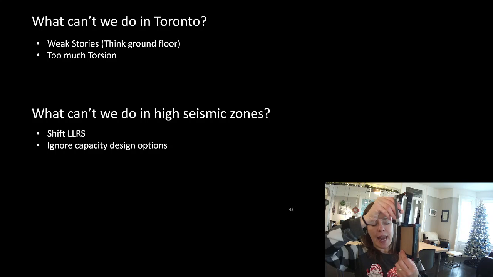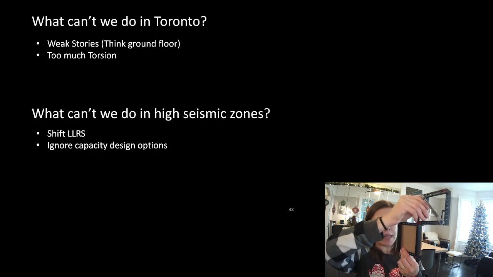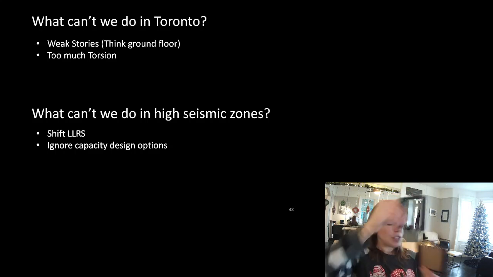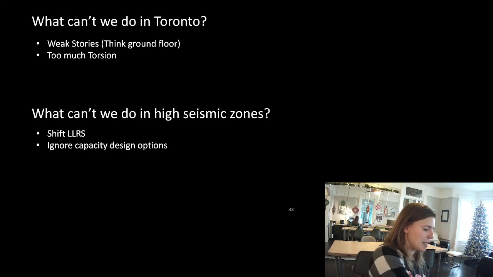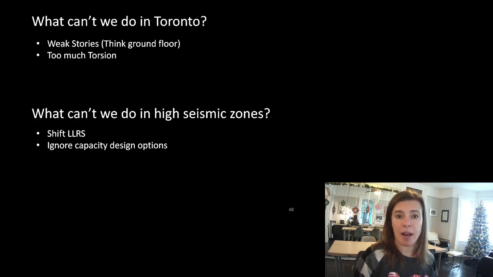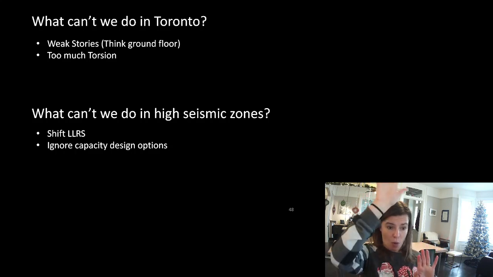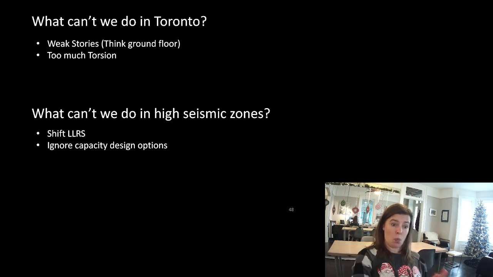So we can't have it shift in that direction. We also can't have it shift like this. So we can't have that weak link in either direction of shifting our lateral load resisting systems. So in places like BC and Montreal and Northern Quebec, your lateral load resisting system has to be consistent throughout the building. In Toronto, we can move it around, as long as there's a method to transfer the load from over here to over here, we can do that.